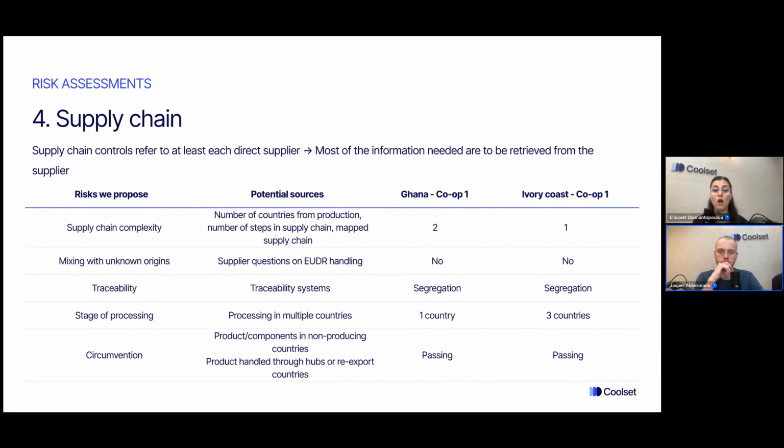So you are having an overview of what is happening on the upstream supply chain. These risks might include supply chain complexity, like how many countries are involved and how many actors are involved.